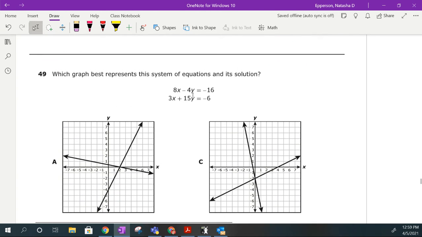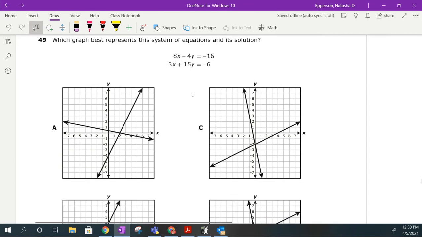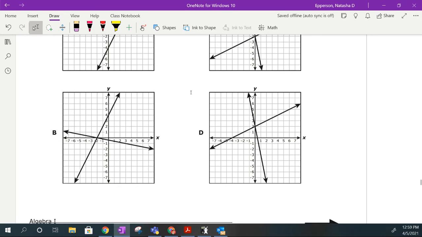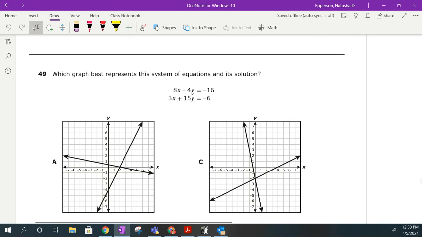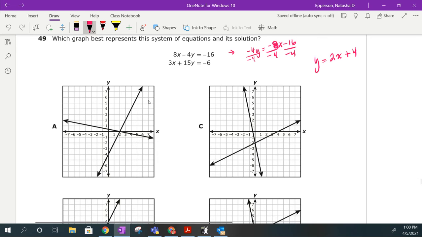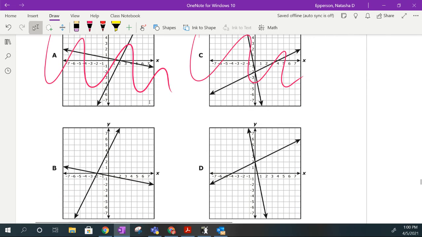Number 49, which of these best represents the system of equations and its solutions? So if we're looking at graphing, we want to solve both of these for slope-intercept form. So this is going to become negative 4y is equal to negative 8x minus 16 divided by negative 4. This is going to give me y is equal to positive 2x plus 4. Okay, so let's see if I can eliminate anything off the bat. So one of my equations has a y-intercept of plus 4. A is out. C is out. B looks promising. It's got an intercept there. D, no y-intercept of 4, so D is out. By elimination, it has to be B.